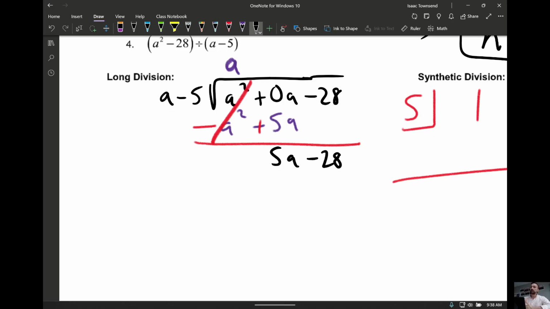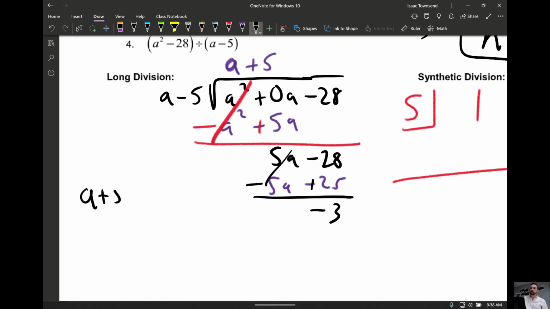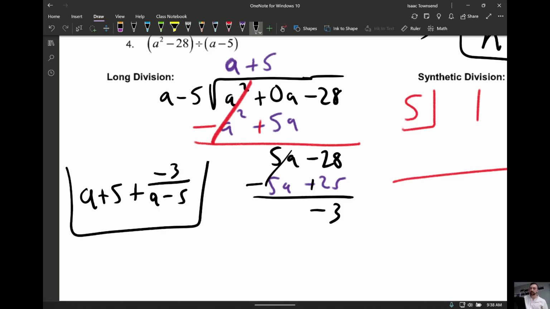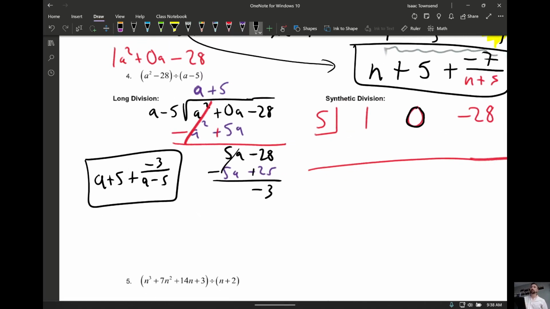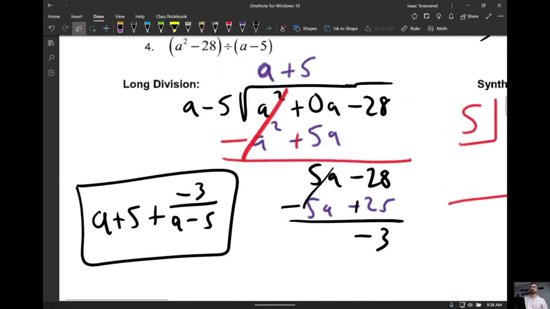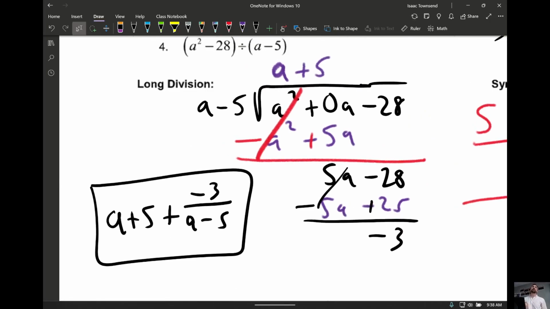Okay, and then it looks like the next part of our answer should be 5. 5 times a is 5a. Multiply, change the signs and add. And it looks like we should end up with an answer of a plus 5 plus negative 3 over a minus 5. Is that enough for that?